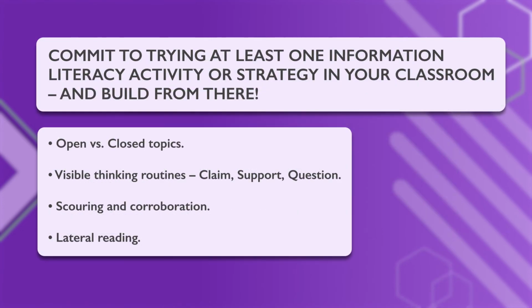Next, commit to trying at least one information fluency activity or strategy in your classroom, and then build from there. Maybe you want to start by talking about open versus closed topics. Maybe you'd like to focus on visible thinking routines like claiming, supporting, and questioning. Maybe you want to work on scouring the internet for information and finding corroboration for facts that you find. Maybe you want to give lateral reading a try. Finally, be sure to partner with your library media specialist. They are ready and willing to help you as you teach information literacy in your classroom.